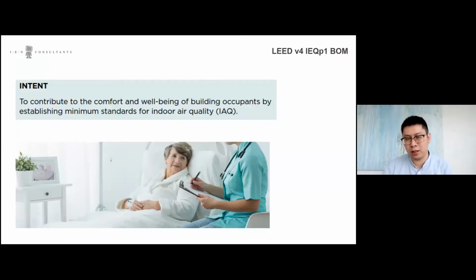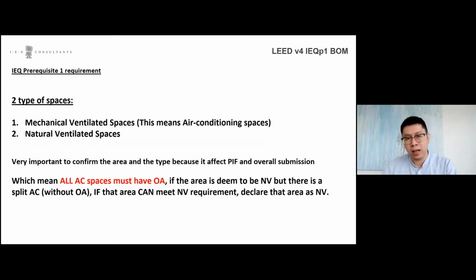Of course, we understand this credit is about outdoor air, about fresh air, but the intent is to contribute to the comfort and well-being of the building occupants by establishing a minimum standard for indoor air quality. That's the intent. If you look at the requirement, there are two types of spaces. First, we have to understand what is meant by mechanically ventilated spaces. For LEED, a mechanically ventilated space means any area that uses a mechanical system to bring in or bring out air.